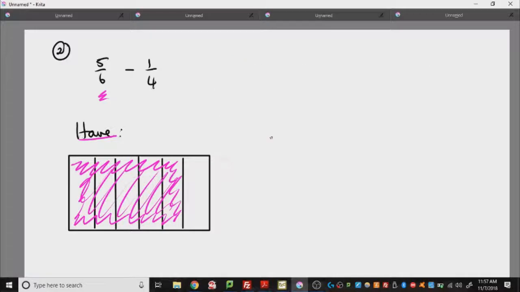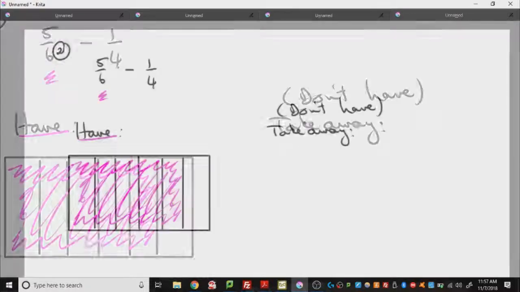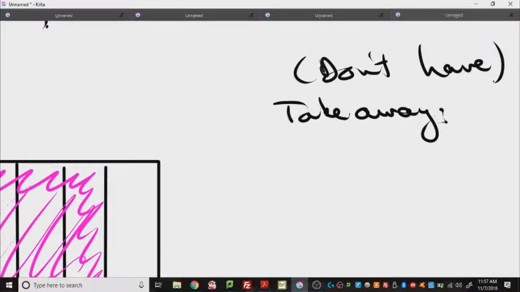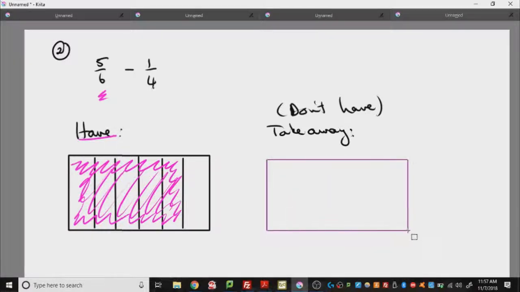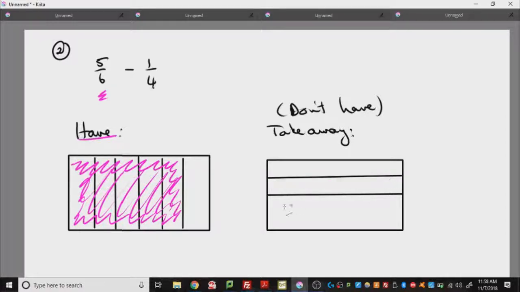What I am taking away, I do want to visualize it, but I don't have it. Oh man, that D is now going to be on the video forever. Not OCD at all. Then I want to represent it, and because I've already used vertical lines for 6 pieces, I'm going to use horizontal lines for 4. It really doesn't matter. I just chose vertical because I felt like it. No one said I had to.